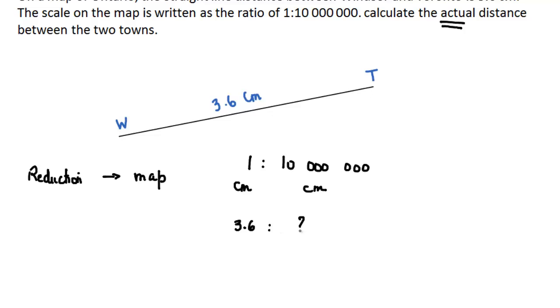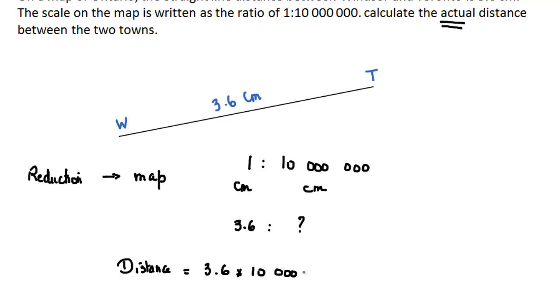What about the actual distance? And this is what we are looking for. So I have to find a way: how can I solve this problem to get the real distance? There are many ways of calculating this, but the easiest one: if 1 centimeter in reality is 10 million, what about the 3.6? That means in reality the distance equals 3.6 times the 10 million.